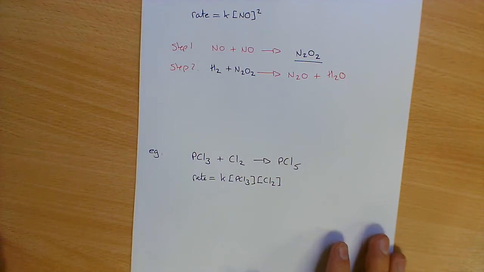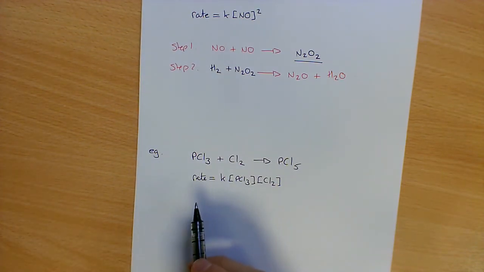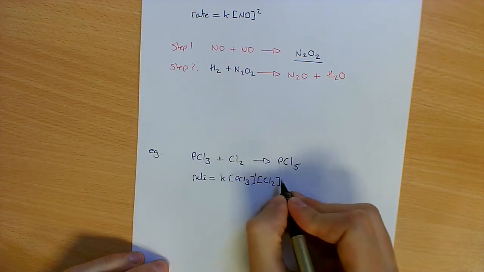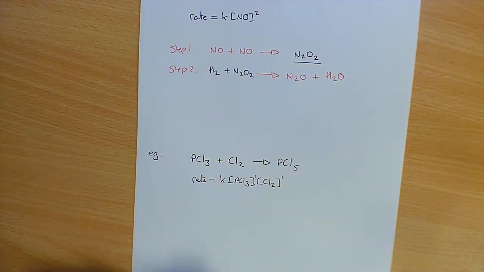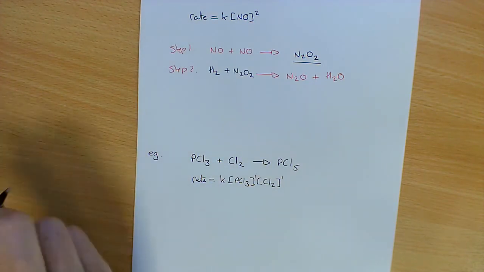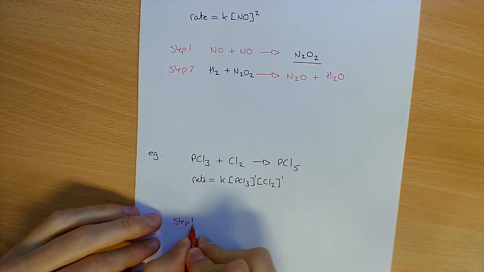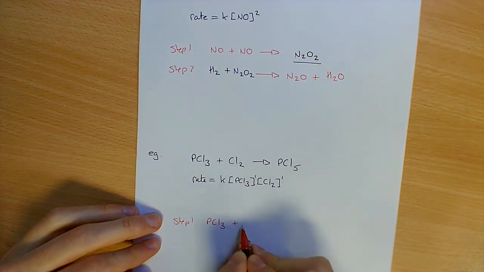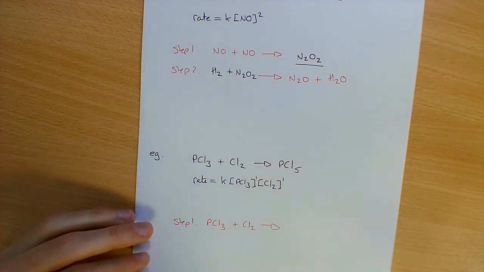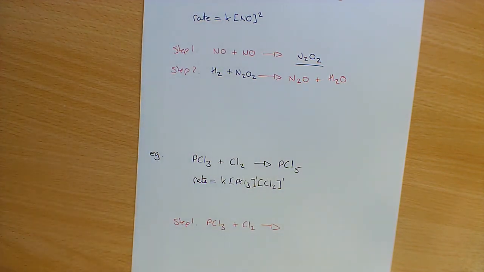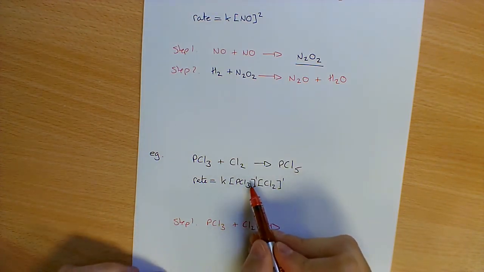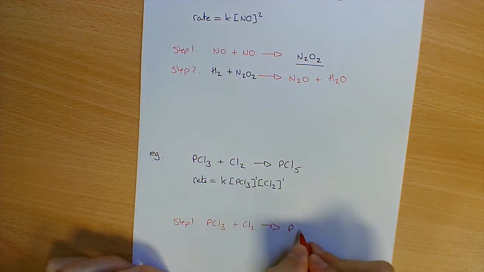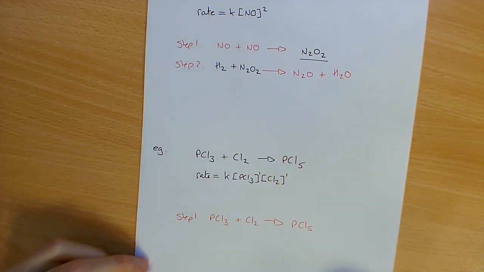And finally, looking at this rate equation, it's saying that we need one particle of PCl3 and one molecule of chlorine. And you could write it out. So we're going to say step 1. We're going to have one PCl3 and one Cl2. And actually, we don't need more than one step. This is a single step reaction. And we can see that straight away because we have one PCl3 and one Cl2, and that matches the stoichiometry of the overall equation. So this reaction is actually a single step reaction.